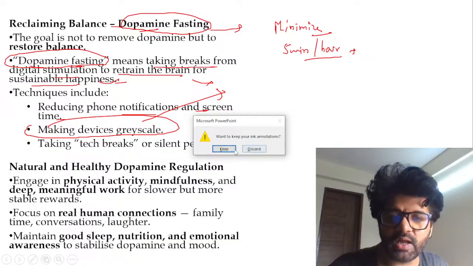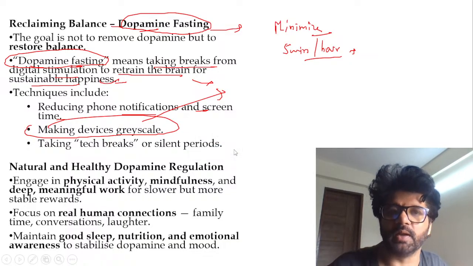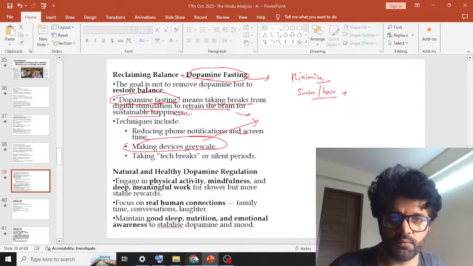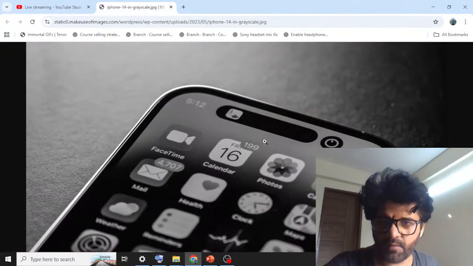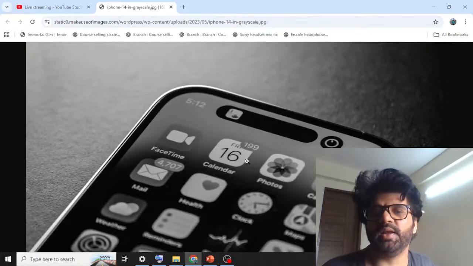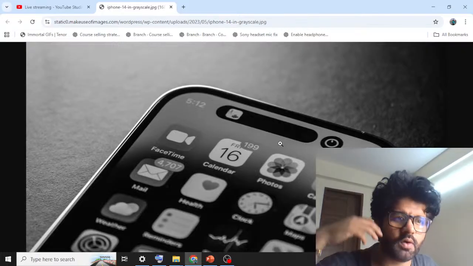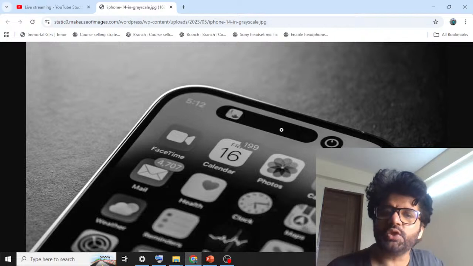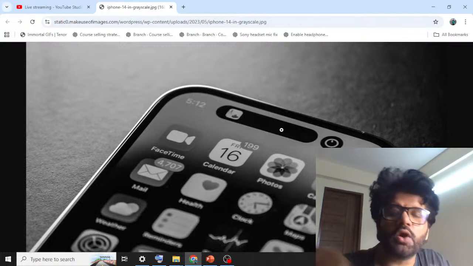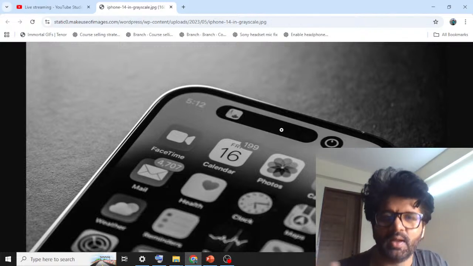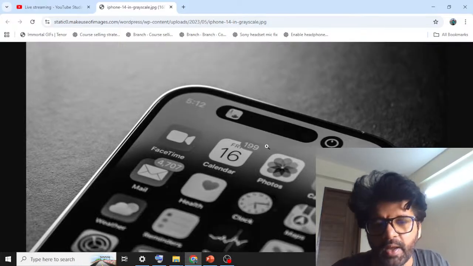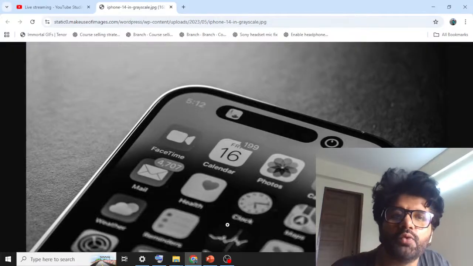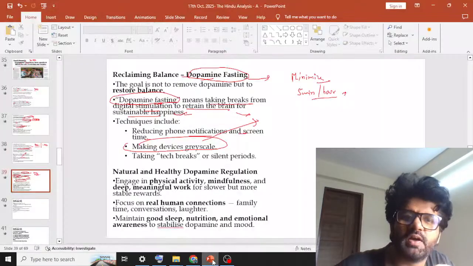What is the basic rationale behind making devices grayscale? The colors you see on your phone are awesome looking, but when you make the colors gray in your Android or Apple phone, whatever phone you have, you will have less incentive to click on these apps. This is grayscale. As you can see, the colors have gone from your phone, and now you will have less incentive to use it. So please make your phone grayscale, guys.